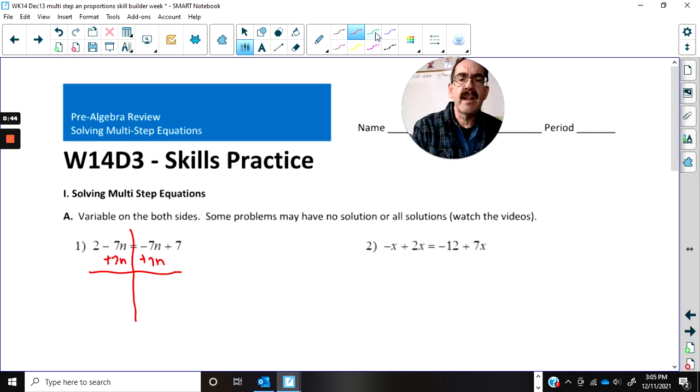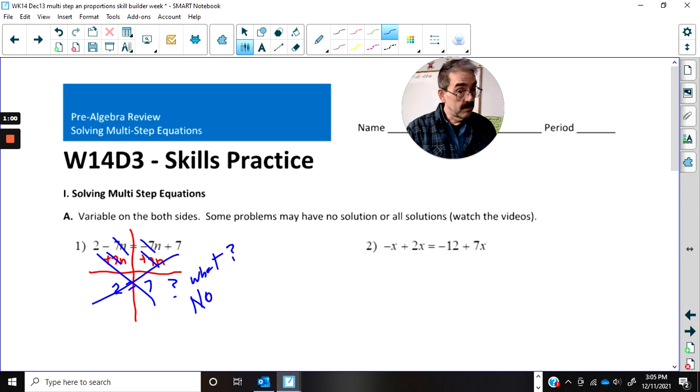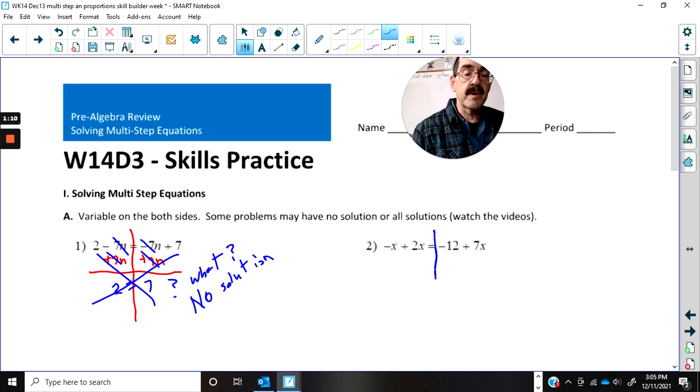Well, if we do that, look, kind of weird happens. I get rid of them. I get rid of them. Leaving a 2 and a 7. Can 2 equal 7? No. Impossible. So that is not a proper equation. So, no solution. Alright? Cool. Let's try the next one.